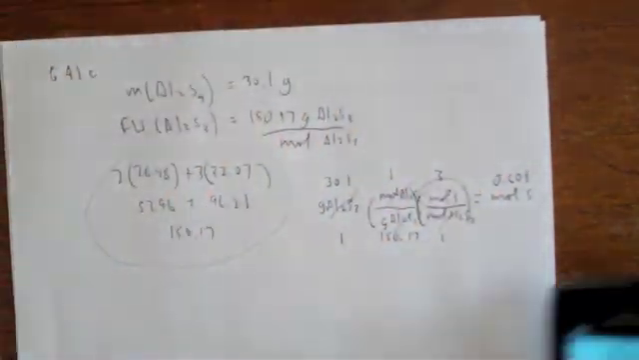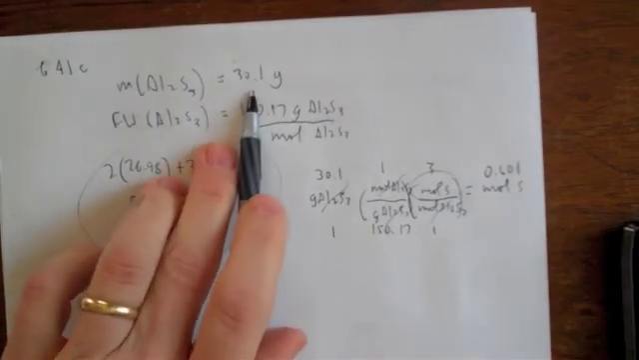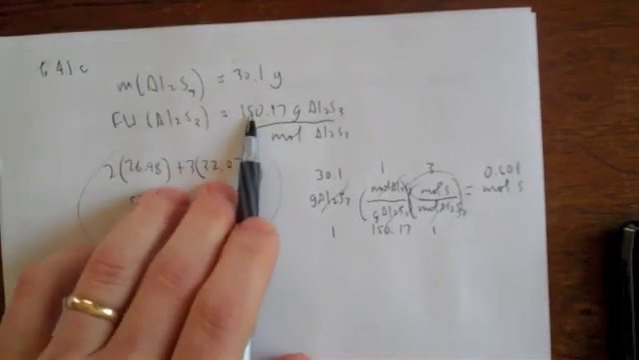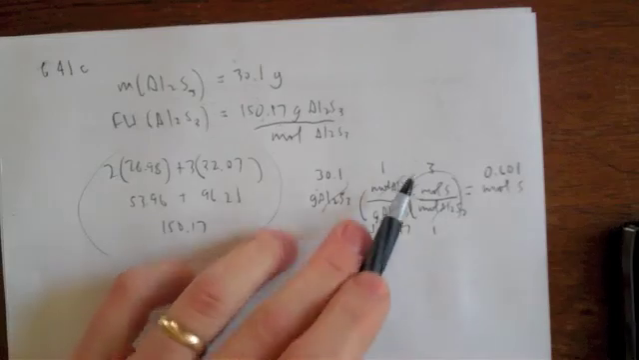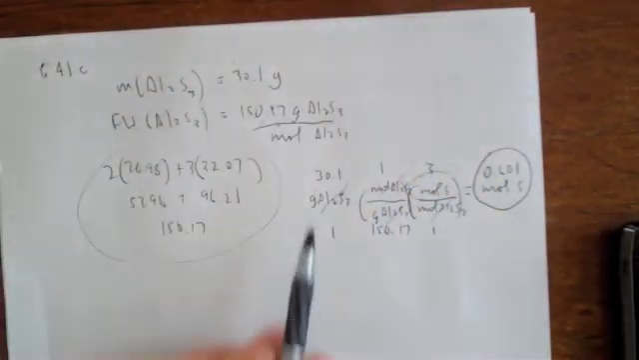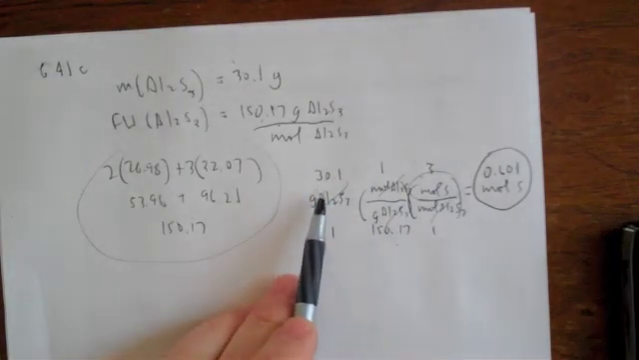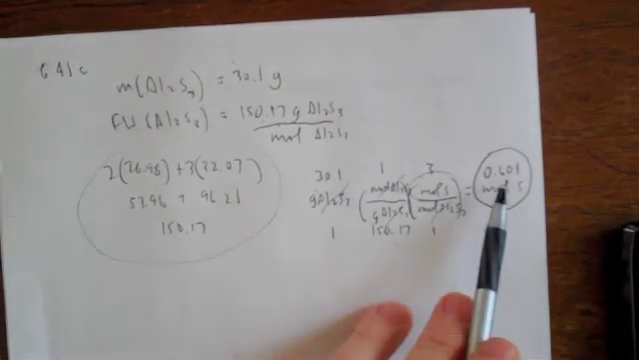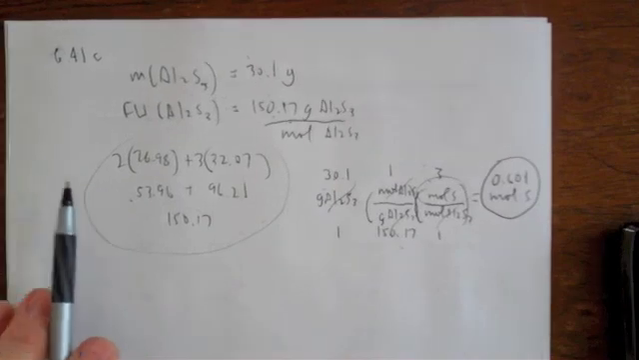0.601. Now there were 3 sig figs in the beginning, 4 sig figs here. This is an exact number, so the full answer has 3 sig figs in it, right? That's got 3, that's got 4. The least of those is 3, so we have 3 sig figs in the answer, 0.601 moles.